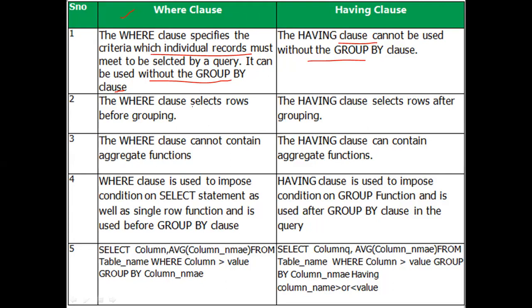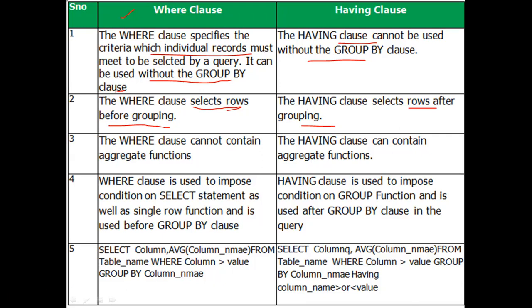The WHERE clause selects the rows before grouping. So the WHERE clause selects rows before grouping. The HAVING clause selects the rows after grouping. So when you perform a HAVING condition, you are applying it after grouping of the table. But the WHERE condition, without grouping, you can apply the conditions on individual rows.